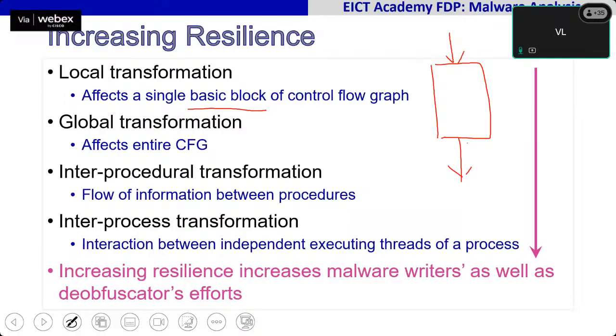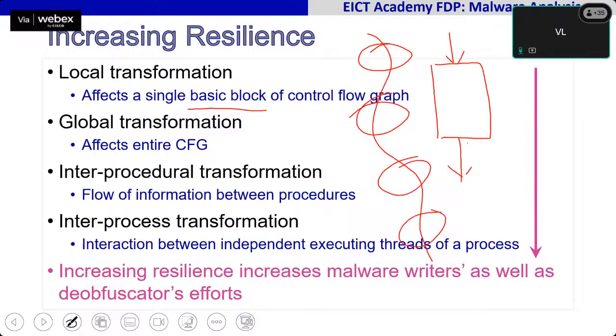Local transformations are applied at the basic block level, so they will be affecting a basic block. Global transformations will be applied to the entire control flow graph. So we are looking at a path which can consist of multiple basic blocks, and then try to apply the transformation there. Interprocedural transformations will actually change the way the information is flowing between different procedures. And then there could be interprocess transformations. There are two different programs running, or two different threads running, and you are applying the transformation in the way the data is being exchanged between these processes.